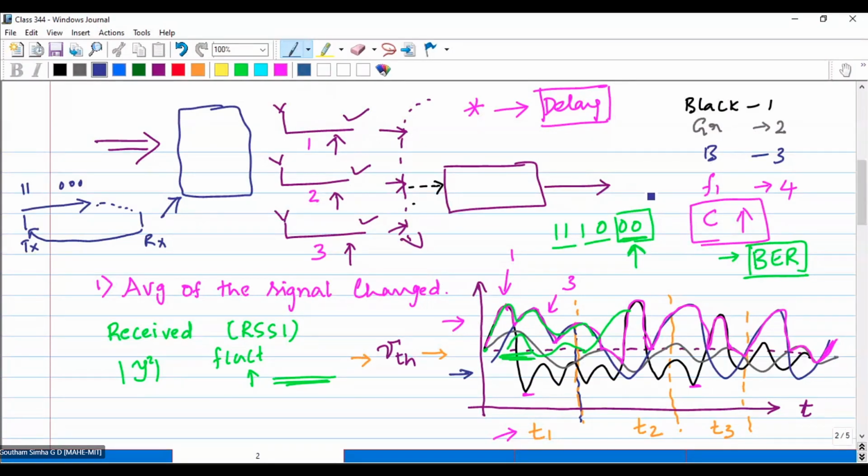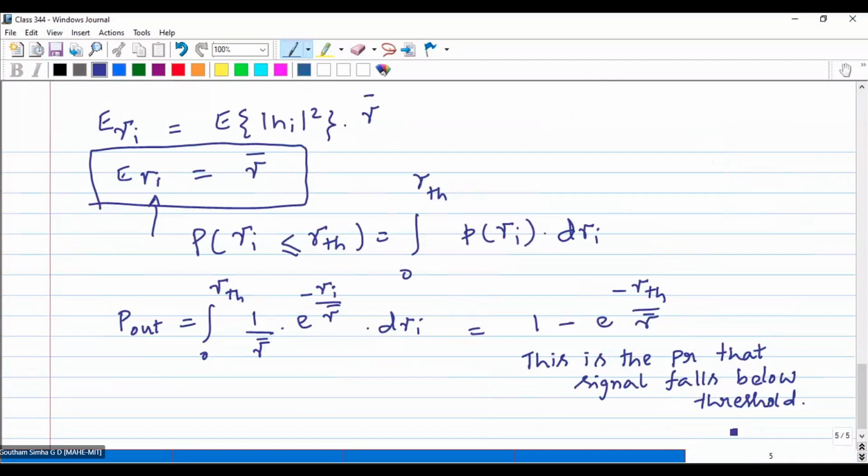So once you understand this, CDF and PDF, you will come to know. Once you know the CDF and PDF, for a relay channel, you can calculate the outage probability. Outage probability is nothing but 1 minus e to the power minus gamma threshold by gamma bar for your relay channel. That is, this is the probability that the signal falls below threshold.